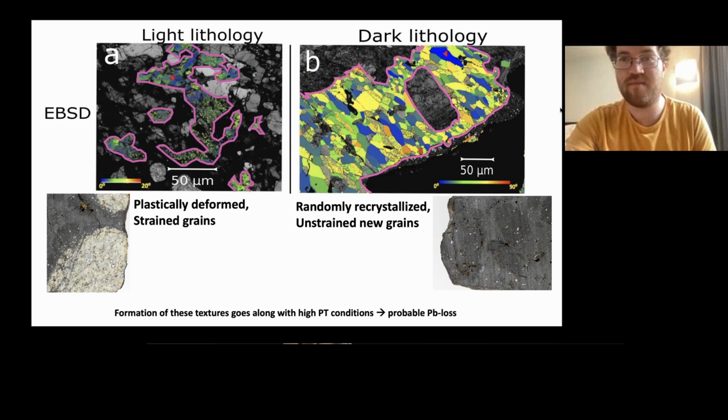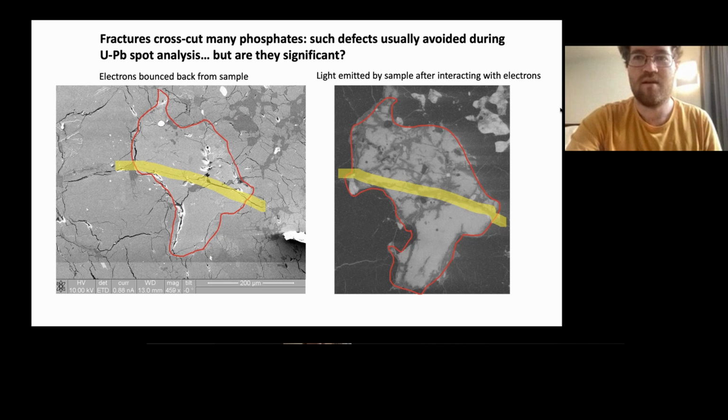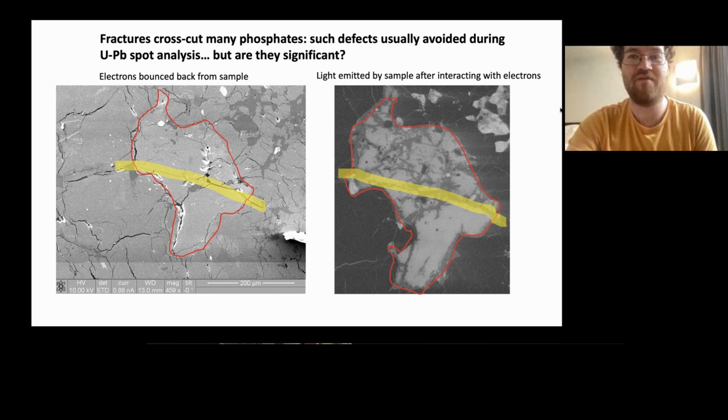And this provides a nice setup verifying the reasonableness of the macroscale correlation we might expect if the thermal event happened recently. The phosphates in the dark lithology definitely reached higher temperatures, and it had a real crystallographic outcome for them. But overprinting those high temperature textures are fractures. We find crystal domains with defects such as these, which may be more susceptible to lead loss at lower temperatures. But fractured domains are often avoided during uranium-lead analyses in favor of pristine areas, which misses a crucial point.